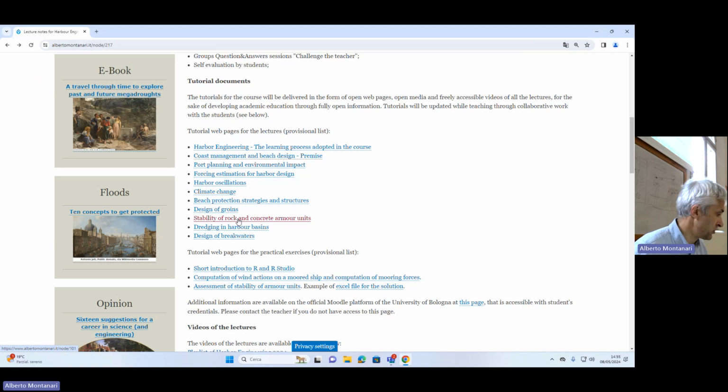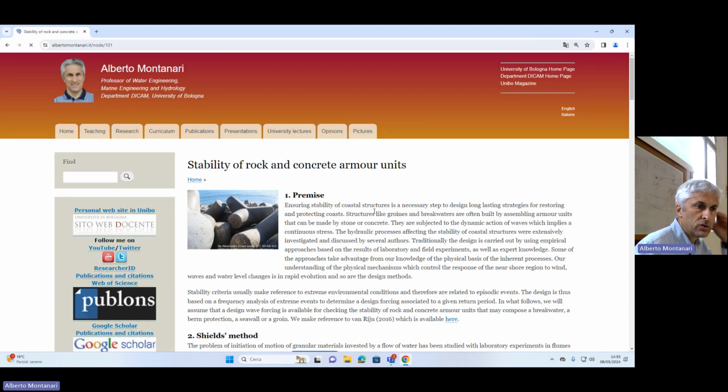Okay, let's move to the next one, which is stability of rock and concrete armor units. It's strictly related to the design of groins. The last two links will not be dealt with by us. They will remain there for your reference, but they are not subject for the exam, and neither for the lectures. And of this lecture on stability of rock and concrete armor units, we make today only the first part. I'll tell you later where we stop.